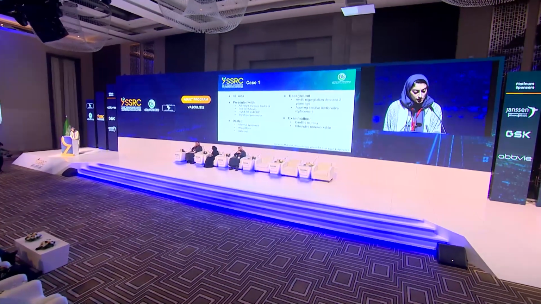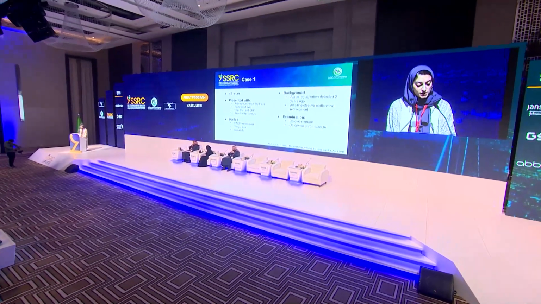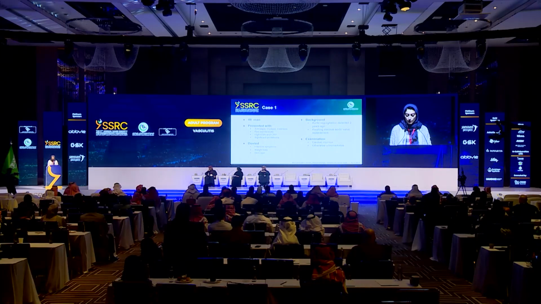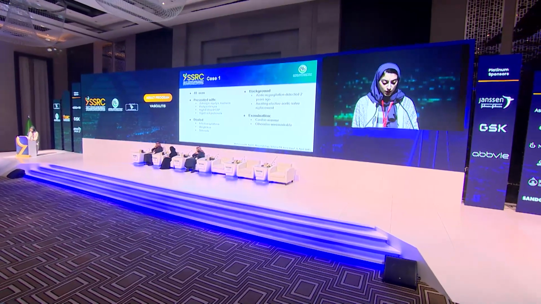So the first case is about a 48-year-old man who presented with arthralgia, myalgia, and tiredness. He also had a red, painful eye. He went to the ophthalmologist, and the ophthalmologist diagnosed him with episcleritis. He had high inflammatory markers in addition to significant proteinuria. He denied any infective symptoms, weight loss, or skin rash. His background was significant for aortic regurgitation detected 2 years ago, and he was awaiting an elective aortic valve replacement. Examination was remarkable for an aortic regurgitation murmur, otherwise unremarkable.